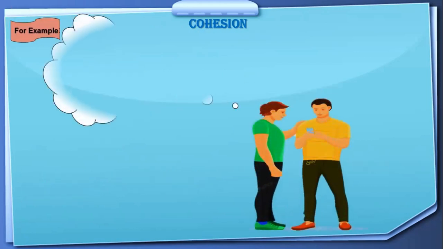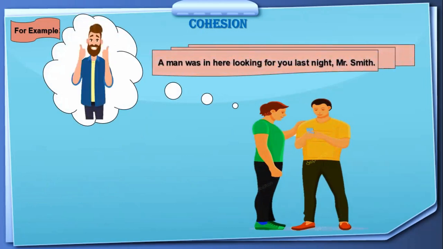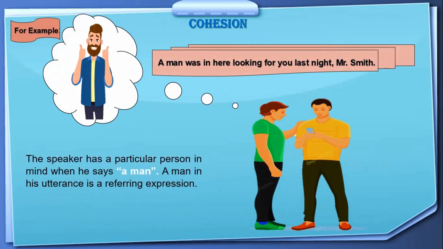Here is another example for the same situation. The person says, a man was in here looking for you last night, Mr. Smith. So you see, the speaker has a particular person in mind when he says a man. A man in his utterance is a referring expression. So when we say a man, he is actually referring to some other person. This is what we call referring expressions in cohesion.